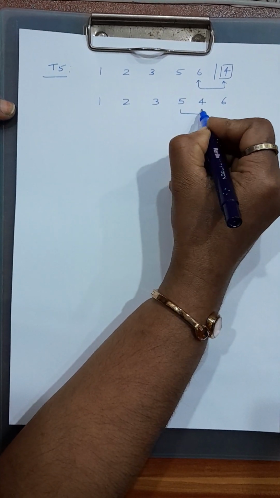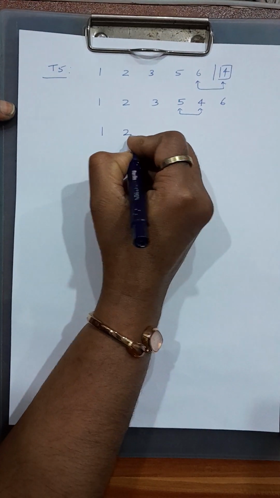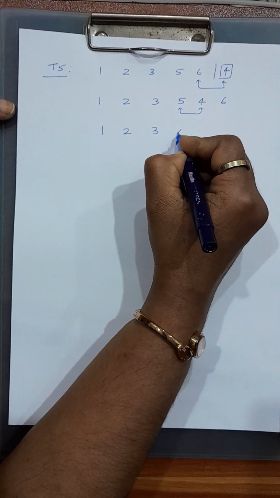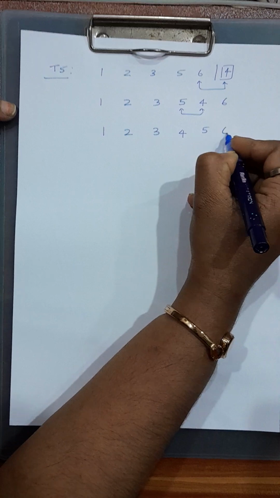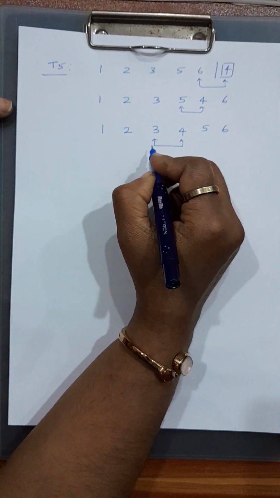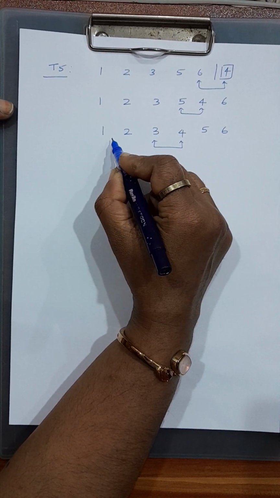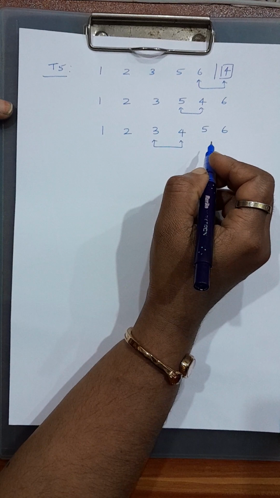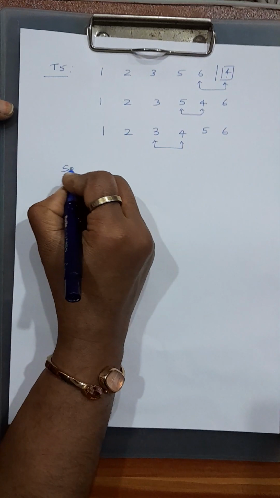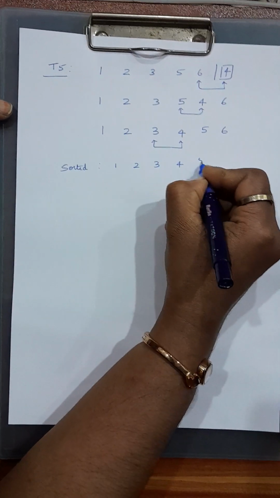So therefore, there is a cross check between 5 and 4. 5 is greater than 4. So there is a swap. So it becomes 1, 2, 3, 4, 5 and 6. Now there is a check between 3 and 4. Since 3 is lesser than 4, the iteration stops because the number beneath 3 will always be lesser than the current element 4. So finally, the sorted list will be 1, 2, 3, 4, 5, 6.